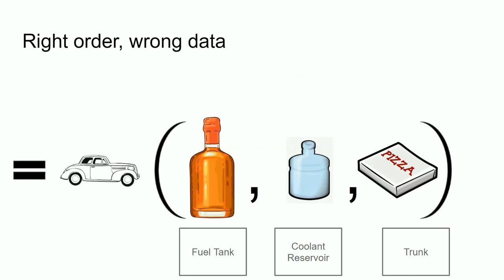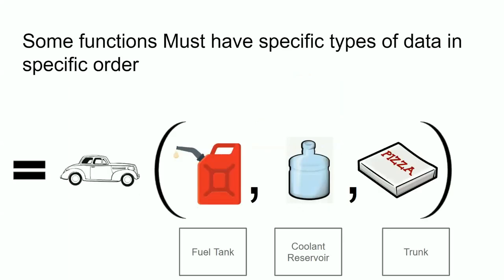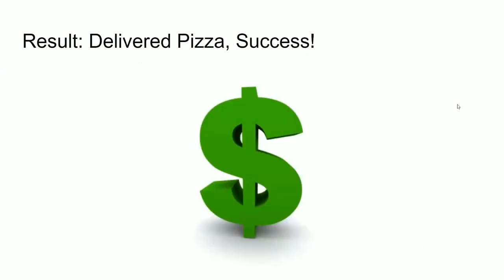And again, if we use the wrong data, we have something flammable in the fuel tank, coolant in the reservoir, and pizza in the trunk. We're getting close, but this is the wrong kind of data. You do not want strong alcohol in an engine. That's bad news. Okay, so right kind of data in the right location gets us what we want. So now we have fuel in the tank, coolant in the coolant reservoir, and pizza in the trunk. We're good. And we can now deliver our pizza, and we have succeeded.